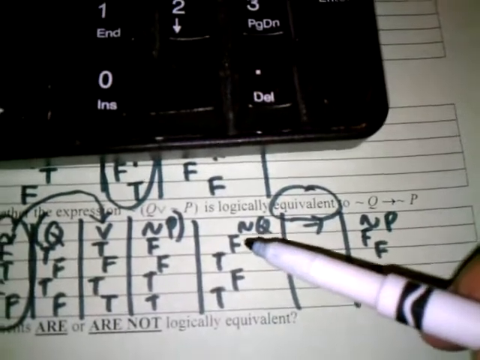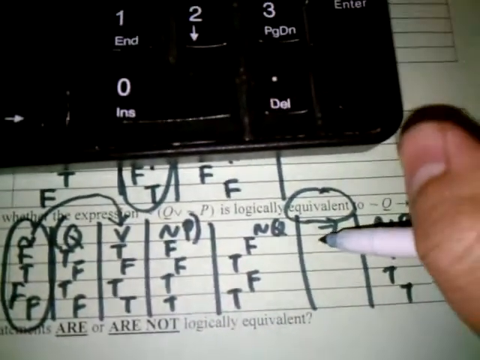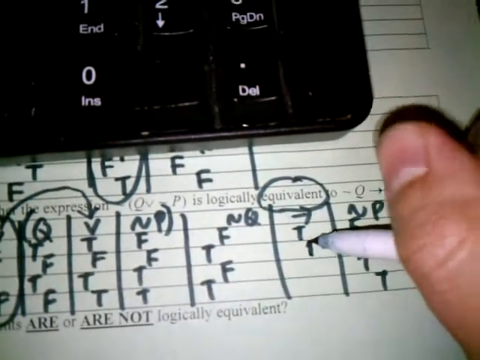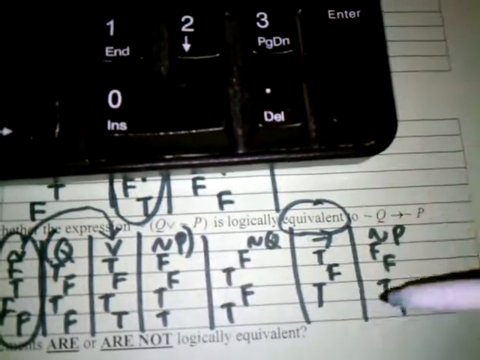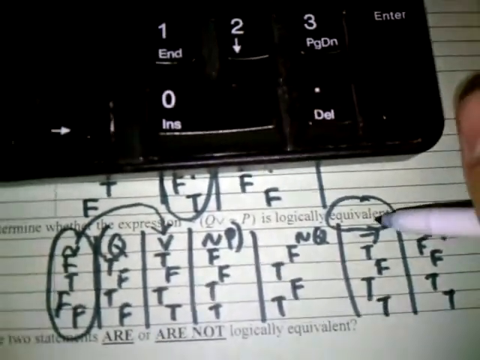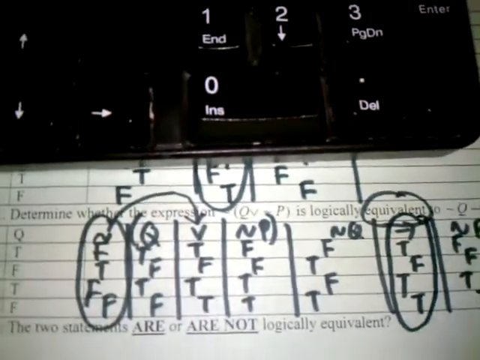Now, since we have an arrow, which is a conditional, false to false is true. True to false is false. This is the case when you get a false statement. False to true is true. True to true is true. So this is the answer for the second statement.